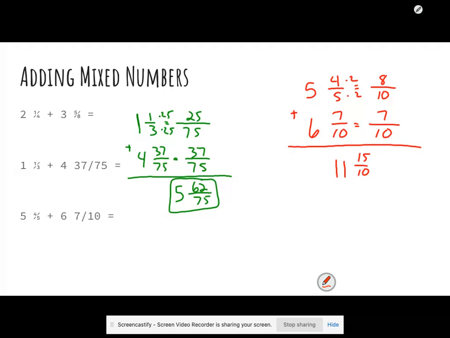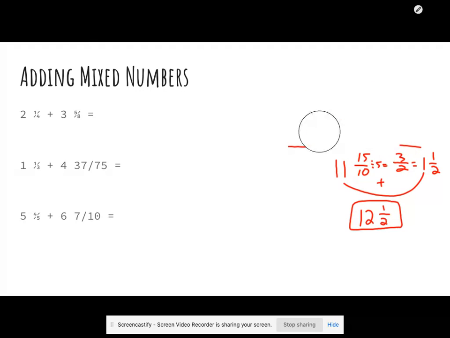Yesterday it said we really like to reduce first. So I'm going to get 3/2, which equals 1 1/2. So we need to make sure we add these two pieces together and then bring our fraction with. So 12 1/2 is my final answer.